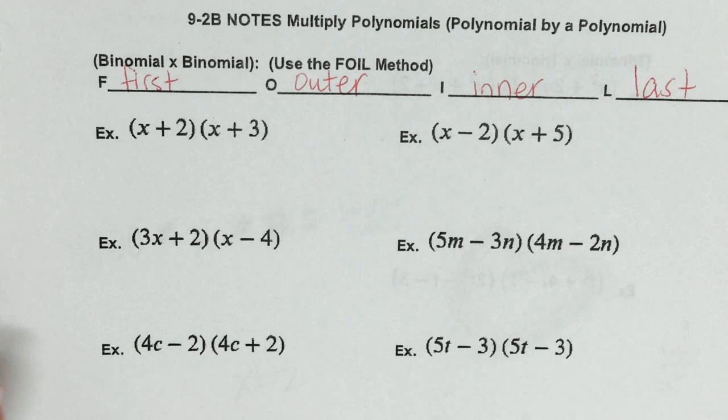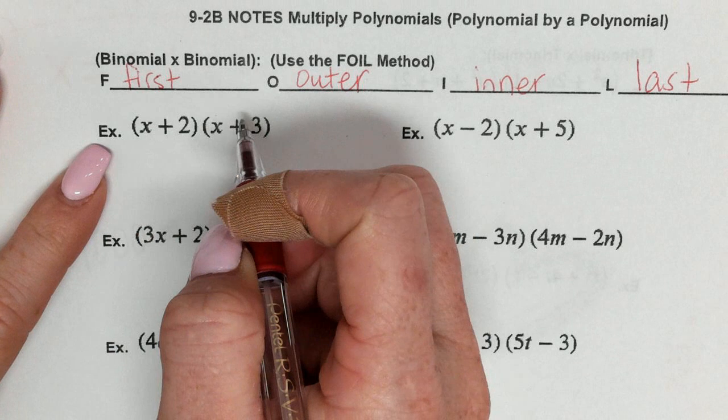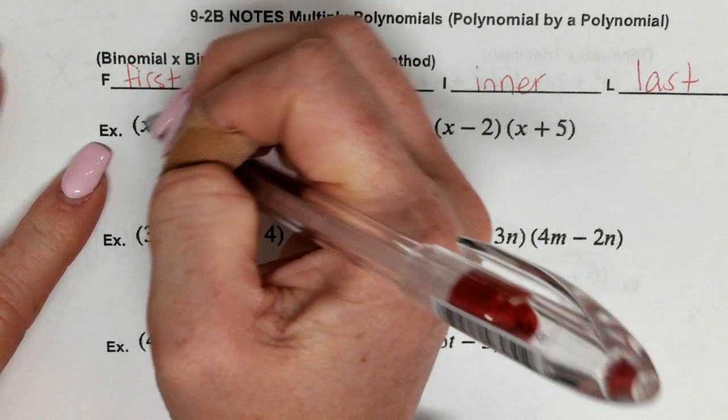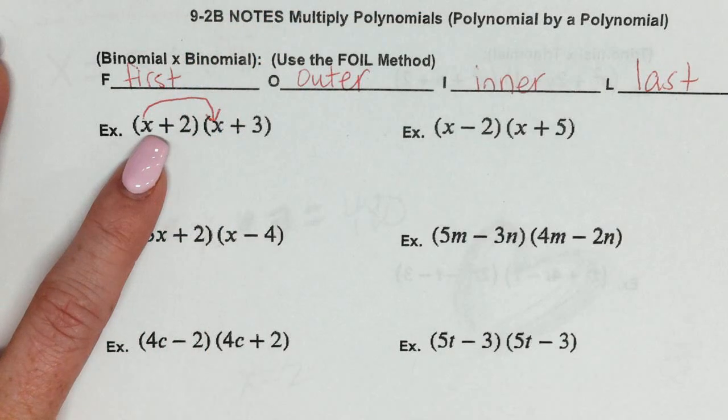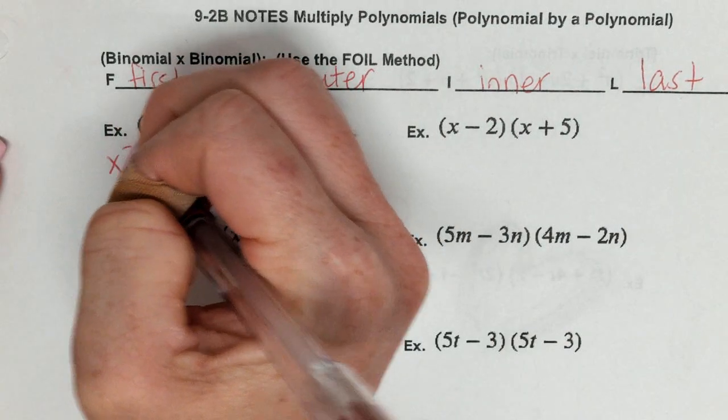All right, so let's go practice it. And we don't have to do every single one because y'all have been doing these. All right, first term times first term. That is the first term in the first parentheses times the first term in the second parentheses. So x times x is x squared.